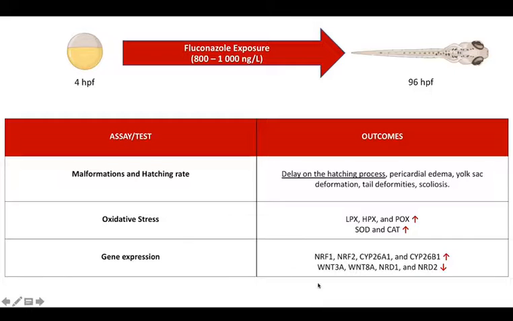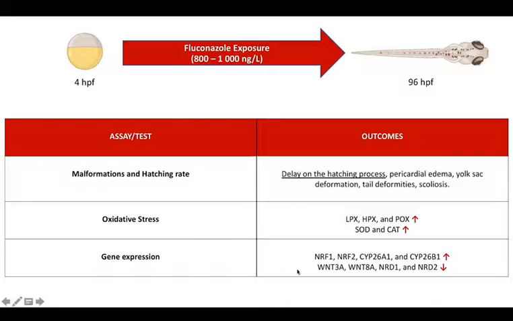Concerning oxidative stress, we found this drug altered the redox equilibrium of fish, promoting the production of lipid peroxidation, hydroperoxide, and protein carbonyl content in a concentration-dependent manner. Even though we also found that the activity of superoxide dismutase and catalase were increased, our integrated biomarker index demonstrates that the embryos exposed to fluconazole were not able to overcome the overproduction of oxidative stress.